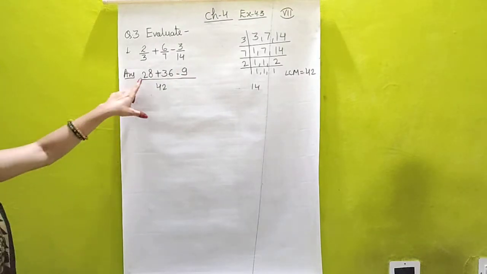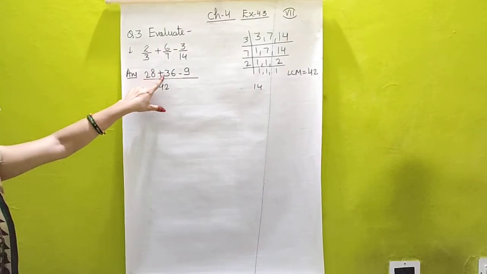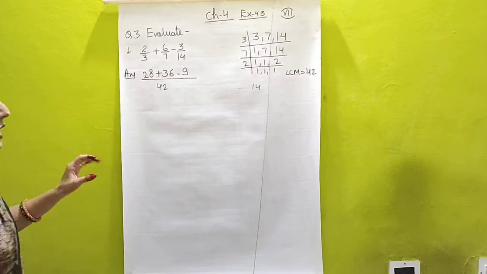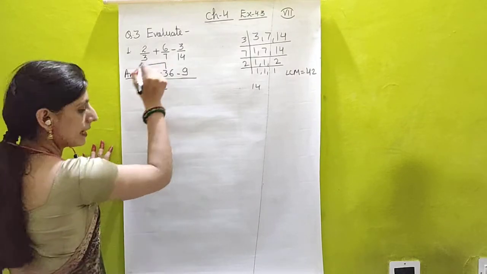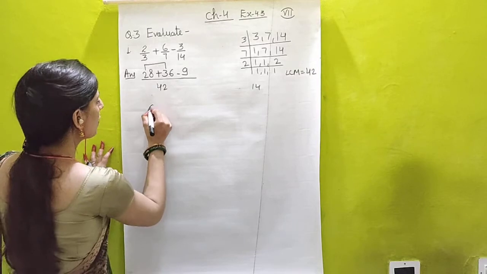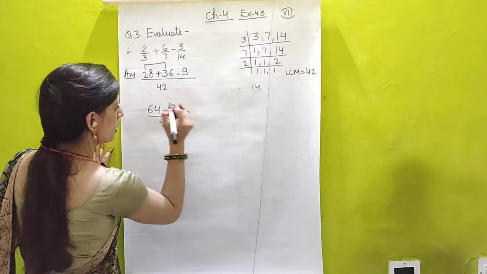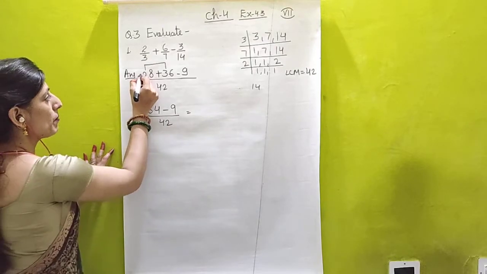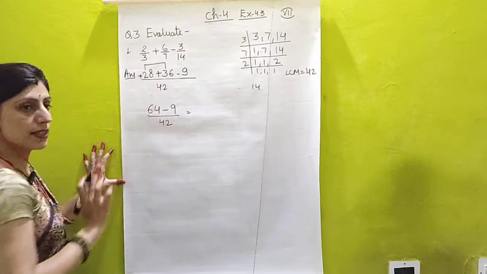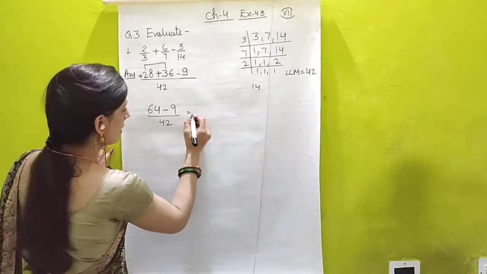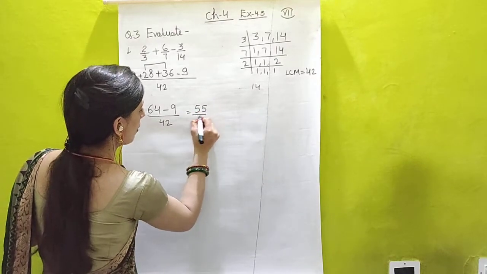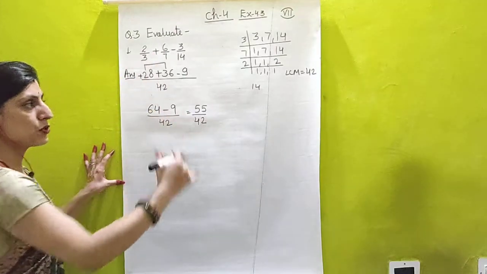Now students, 28 is with a plus sign and 36 is also with a plus sign. So 28 plus 36 will be 64. Then minus 9, downside 42. Both are having plus sign, that's why 28 plus 36. Now minus 9, it will be 55 upon 42. This is your answer.